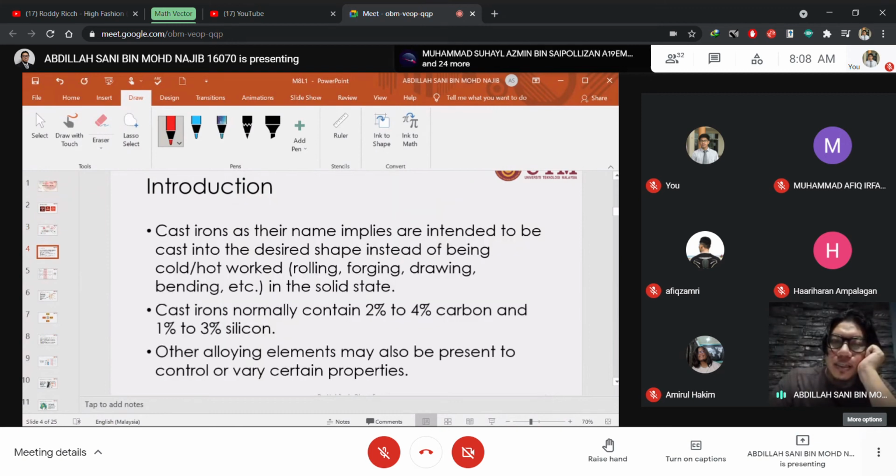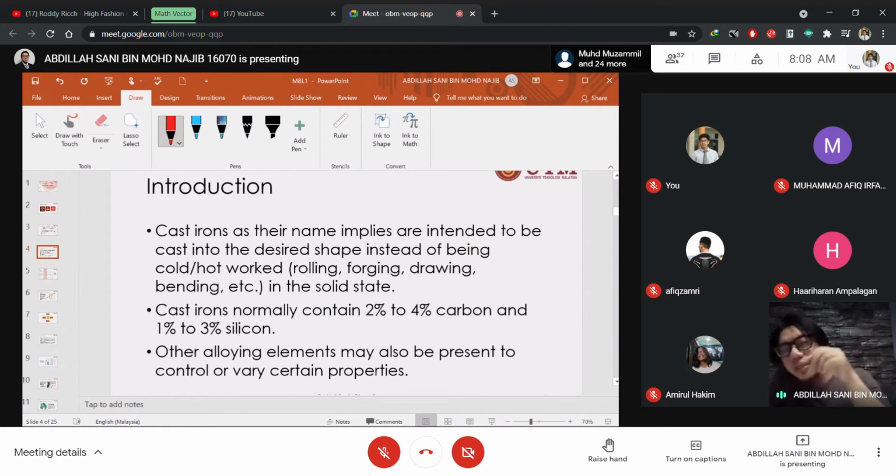So why is the name cast iron? Cast, you know, right? Casting. You have the molten metal. You put it into some mold, and then you have the things or the material that you want. And actually, the name implies that we don't intend to shape the material anymore.